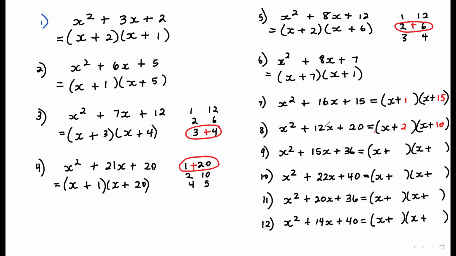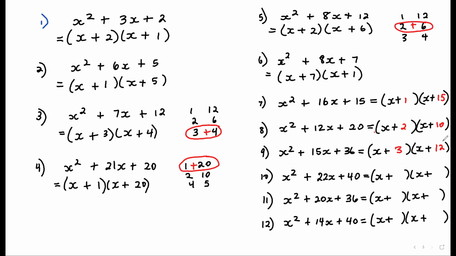For number 9, x squared plus 15x plus 36, what are the factors of 36? The factors of 36, well, many, but in my head, I just already know that it's 3 and 12, right? So 3 times 12 is 36, and 3 plus 12 is 15. So that would be 3 and 12, right?